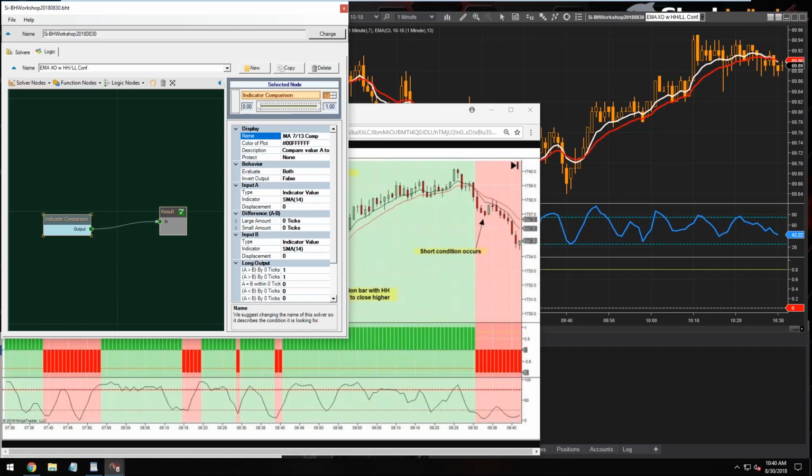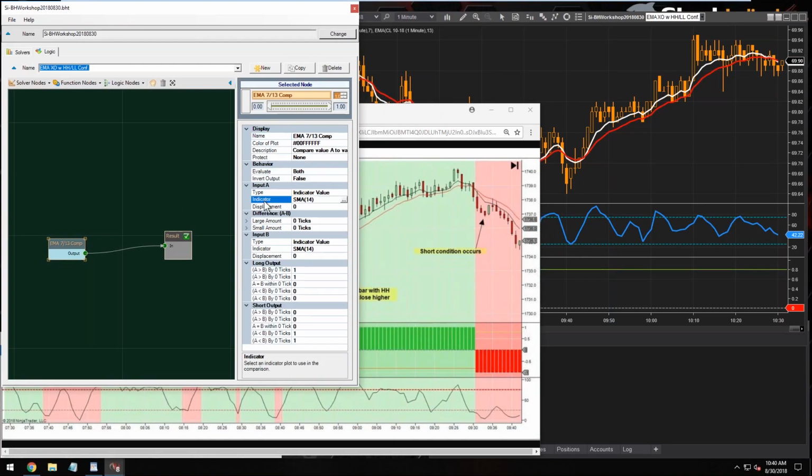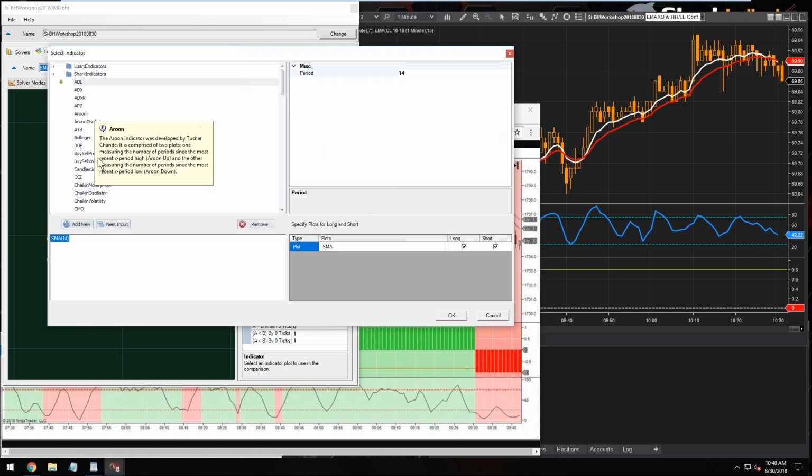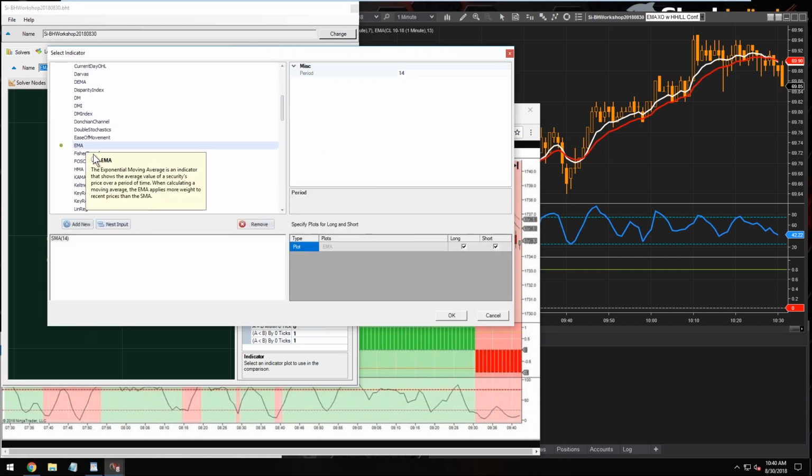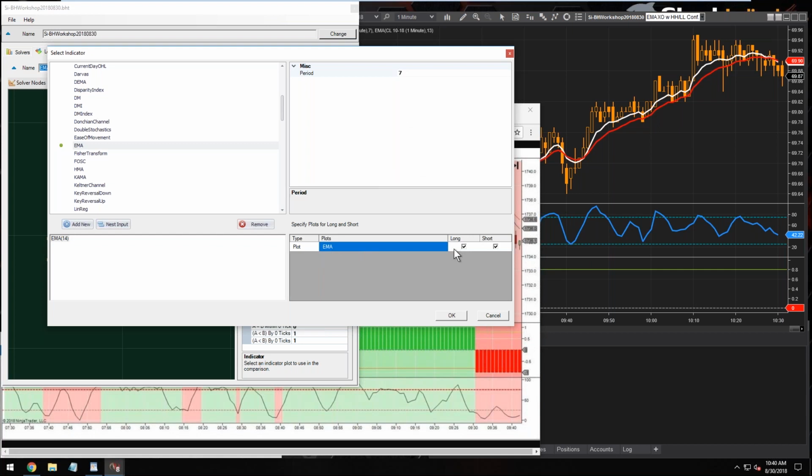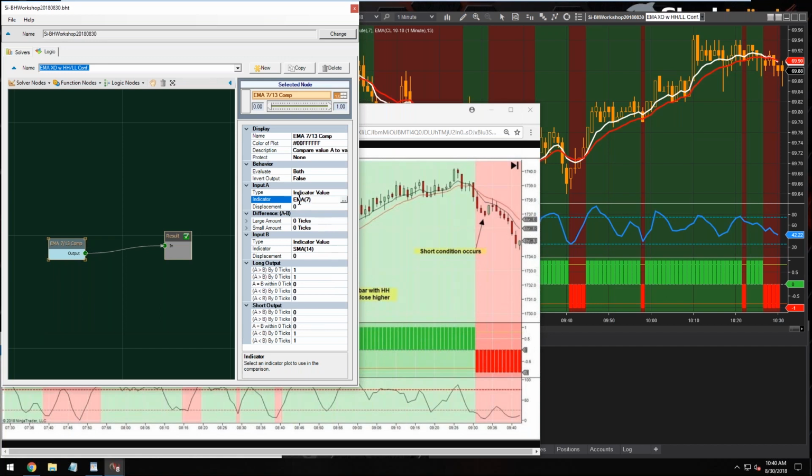All right, we'll give this some kind of a name. So we're comparing the EMA 7 to the EMA 13. So we'll put the EMA 7 inside the input A section here. Let's go find the EMA. There's our EMA. Hit the add new button and change the period to 7. The EMA only has one plot, so that's already selected for us, so we're good to go there. All right, there's our EMA.